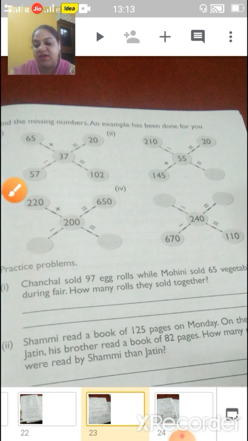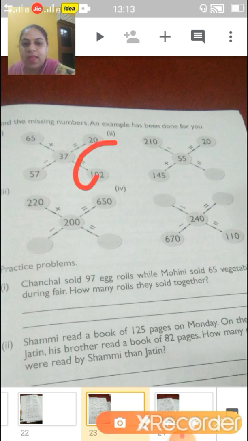Now these are your practice problem. Chanchal sold 97 egg rolls while Mohini sold 65 vegetable rolls. During fair, how many rolls they sold together? Means they have to sold together, means they have to add. So 97 plus 65 is equals to your answer, that is sold together. Means 97 and 65 we will add, and your answer will be 152 rolls sold together. Understood? I hope this is clear to you.